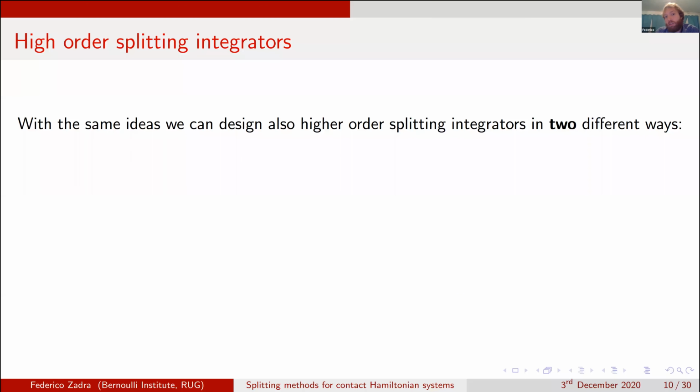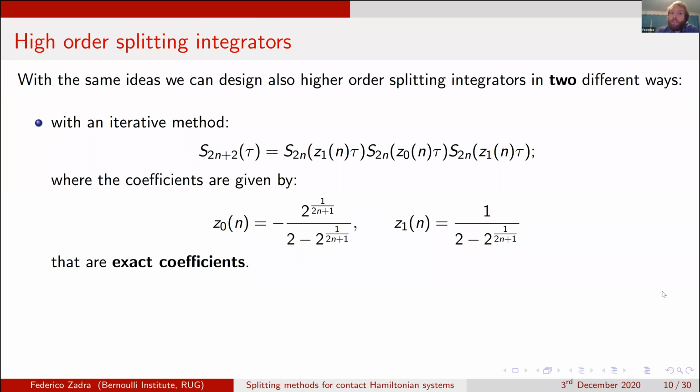So by this second order integrator, we can also build up in two different ways some higher order integrators. The first way is with an iterative method, in which we define the integrator of order 2n plus 2 from the order 2n, but this definition will involve some parameters, some coefficients that in this case can be exactly found by an algebraic equation.